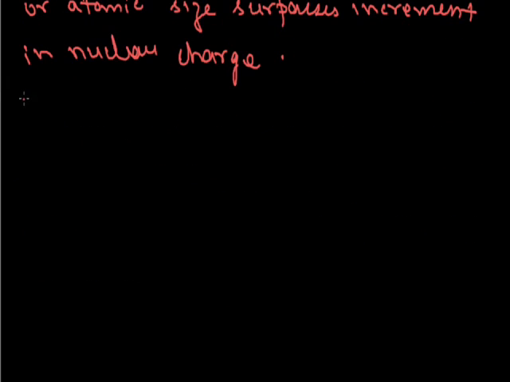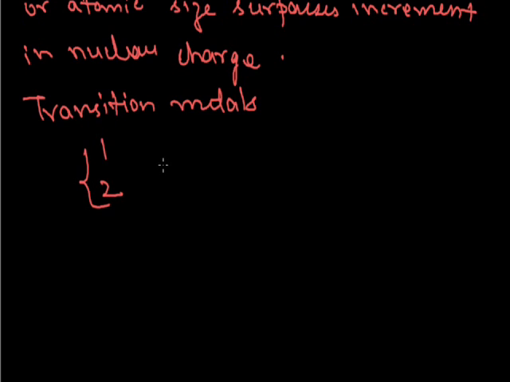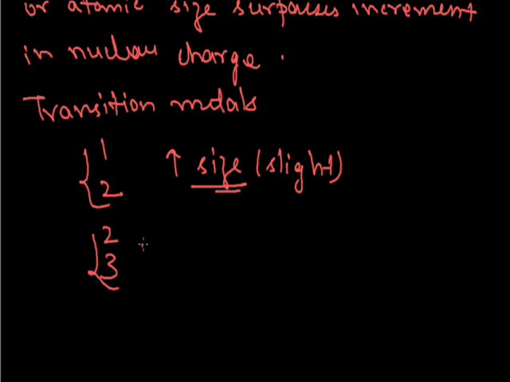In case of transition metals, if you are considering the period going from first to second period in transition metals, there is an increment in size from first to second, a slight increment, but there is a very small change in atomic size going second to third. This is due to the fact called lanthanide contraction.